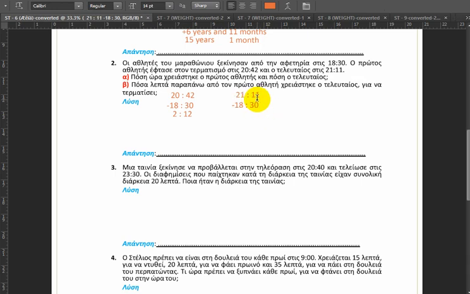Now I can't do 11 take away 30, so I'm going to borrow an extra hour, add it here, so it's going to become 71, and then subtract an extra hour. So this is going to become 19. So 71 take away 30 would give me 41, and 21 take away 19 would give me 2. So my answer should be 2 hours and 41 minutes.